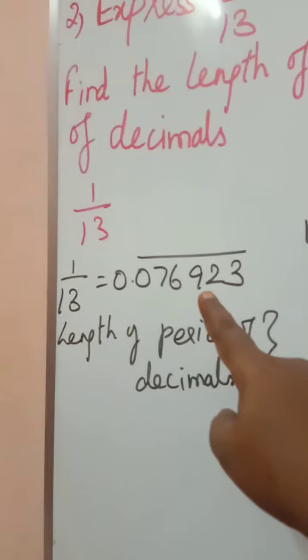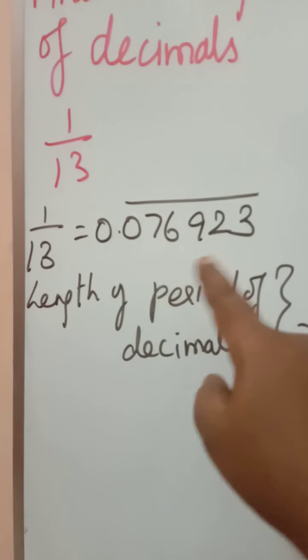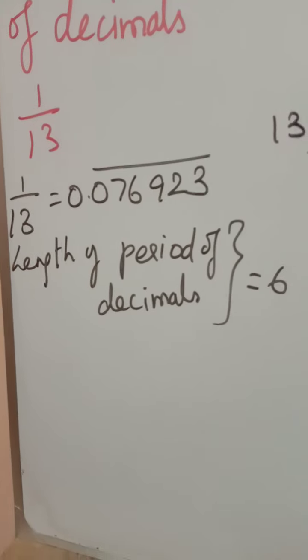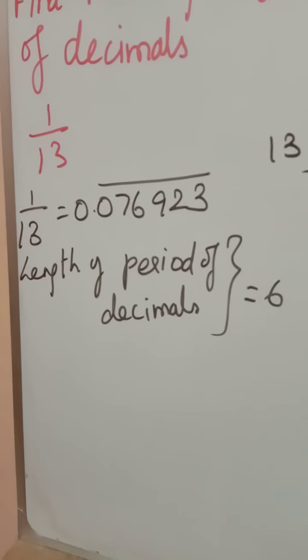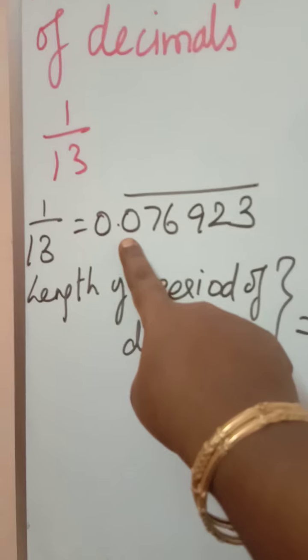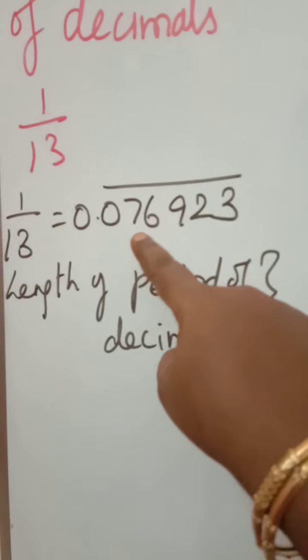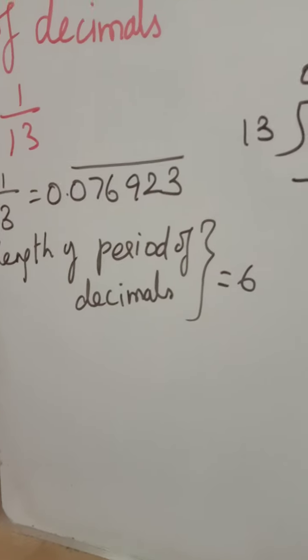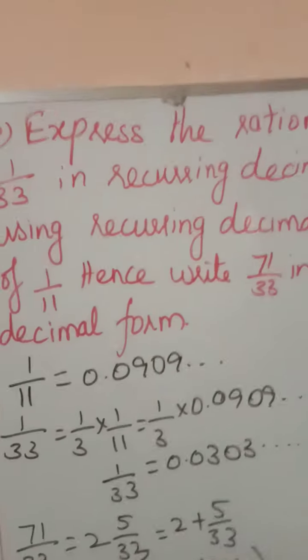0.076923, put the bar. These are all the numbers repeating. Now, the length of the period of decimals: what is the meaning? After the decimal point, how many digits are there? 1, 2, 3, 4, 5, 6 digits. So the length of the period of decimals is 6. That's all.